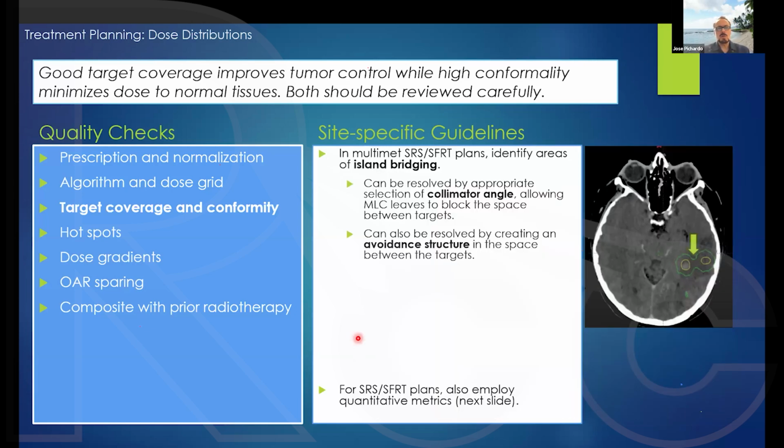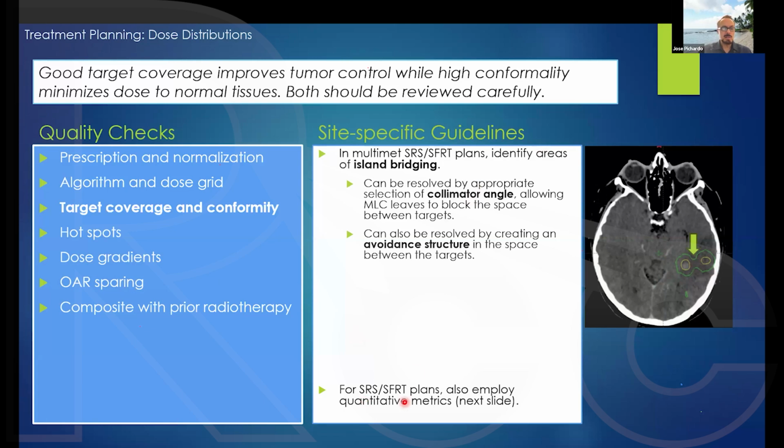The other thing to look for, especially for multi-met cases, is what is known as island bridging. If you remember that slide that I had with the MLCs not blocking the space between the two lesions, that's how this happens. So always look at your collimator angle, make sure the MLCs are able to block in between the lesions. If they didn't, that's the reason you have island bridging. And if that's not the case, if there's another reason, you could always create a structure in between the two lesions, and then include that in your optimization.